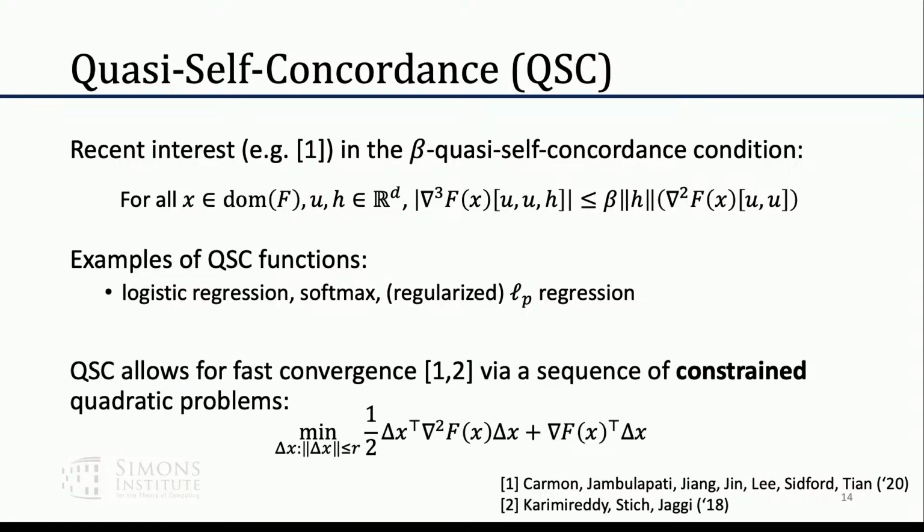And not only is it met by problems of interest, but with this condition, we can get fast convergence by solving not too many constrained quadratic minimization problems, right? So we have a quadratic constrained to some radius of the variable, right? And it can be shown that this converges fast, right?